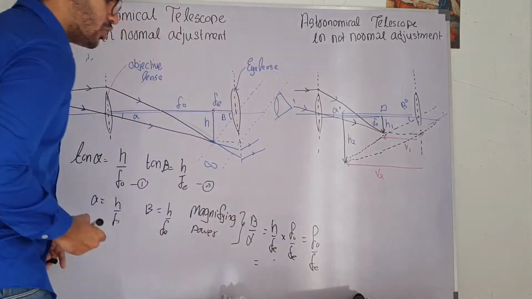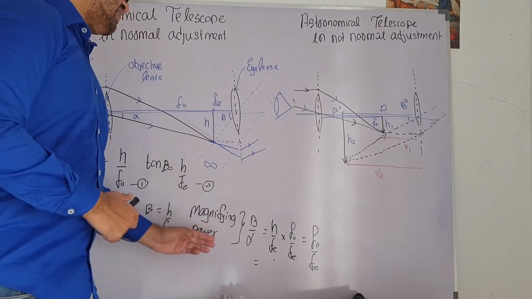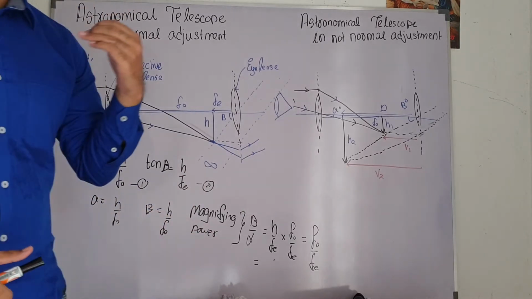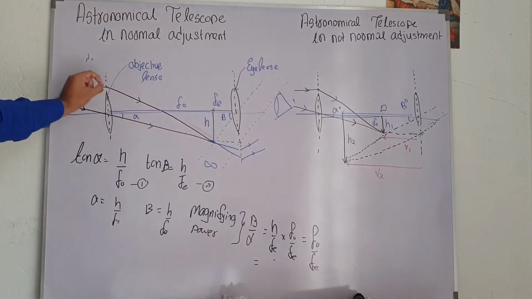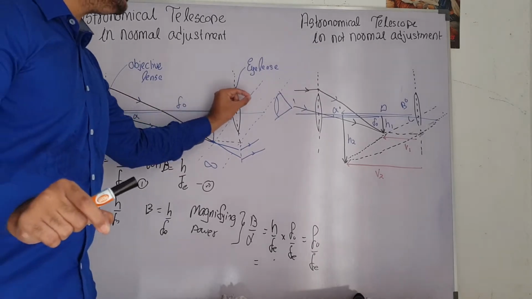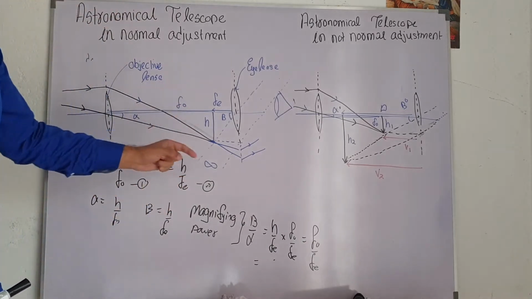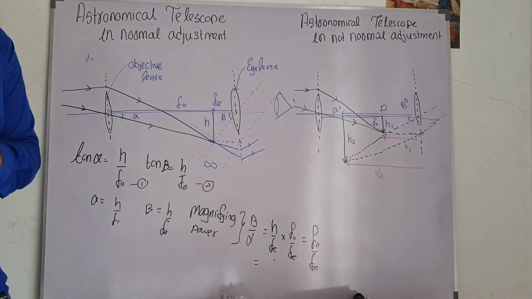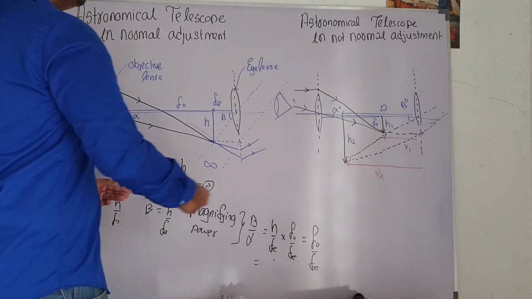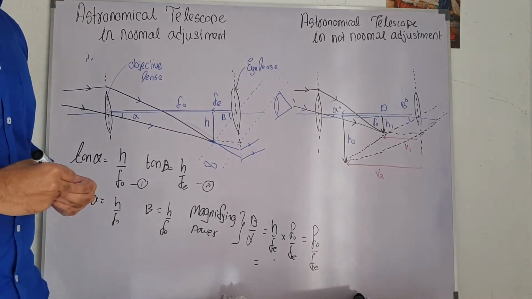Now what is this f naught over fe? We have obtained that the magnifying power is beta over alpha equals f naught over fe. F naught is the focal length of the objective lens. Fe is the focal length of the eyepiece. So we obtain the expression for the magnifying power of the astronomical telescope in normal adjustment. Now we should also obtain the equation for the astronomical telescope in not normal adjustment.